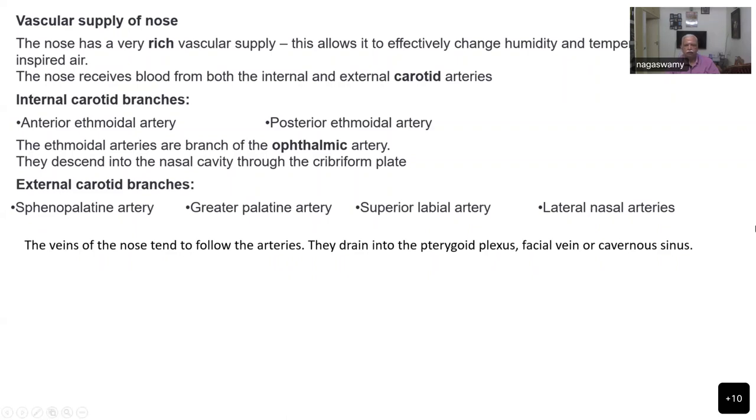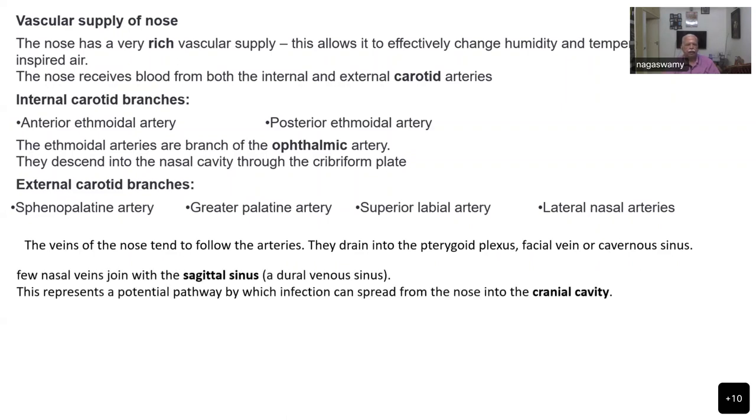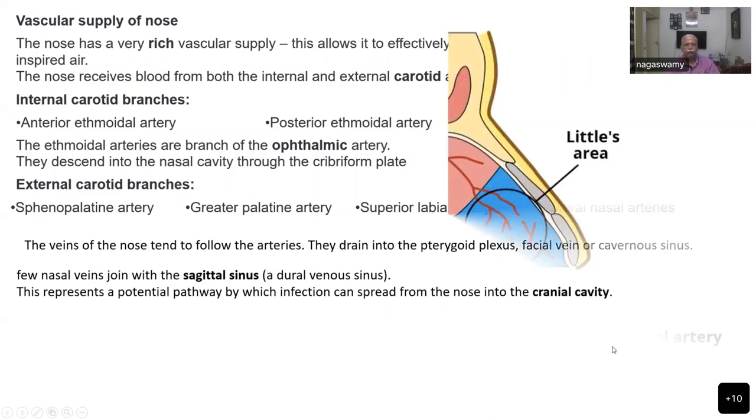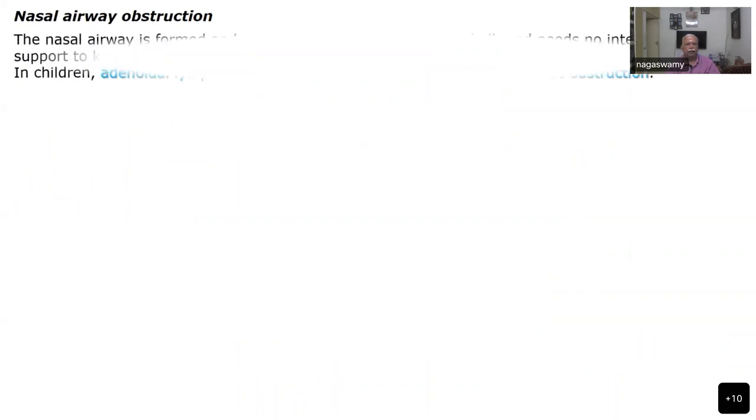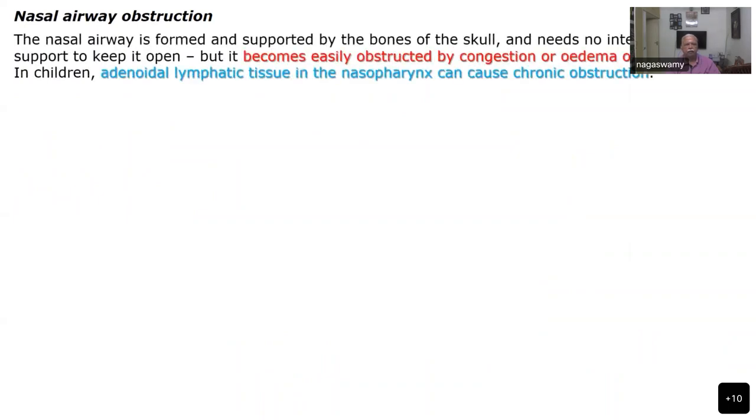So this cavernous sinus communication is a very important thing which can transmit any septic focus from the nose into the brain to cause meningitis or other problems. And a few nasal veins join with the sagittal sinus also, a dural venous sinus. This represents a potential pathway for infection to spread from the nose to the intracranial cavity. And of course, this picture showed the communication between all these major vessels that produce the bleeding called epistaxis.